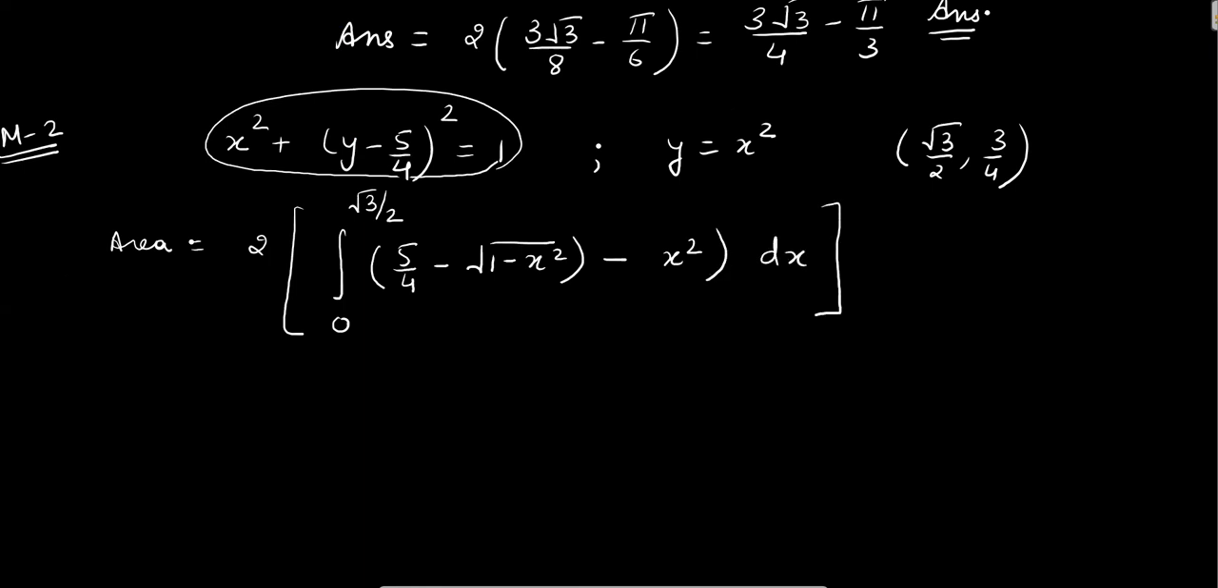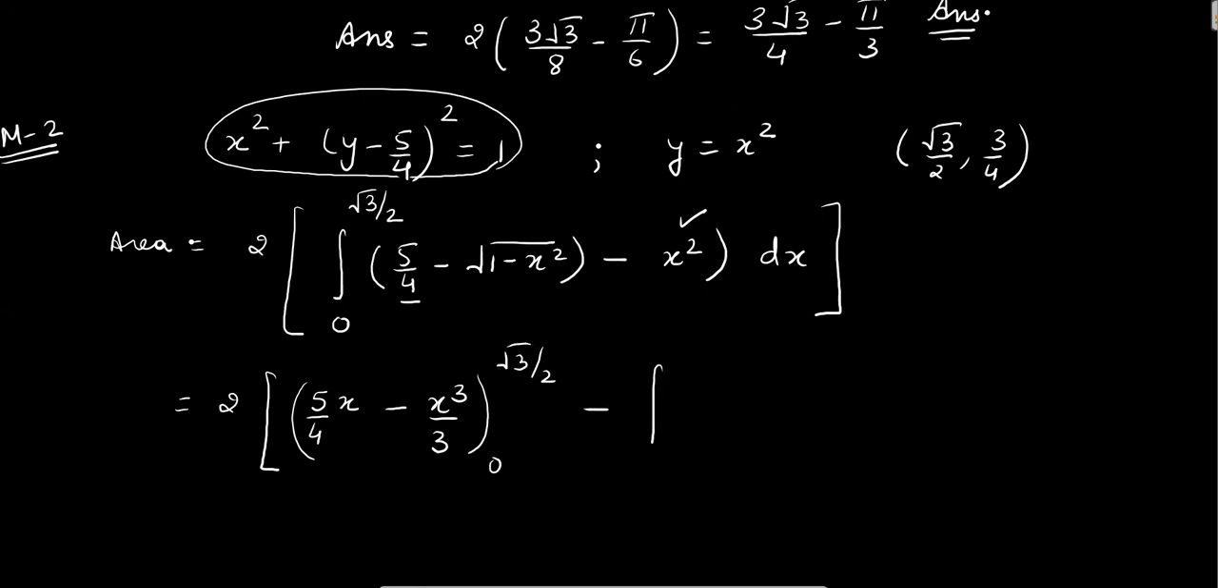All the three are standard or easier integrals which can be evaluated, but still I'm just showing you the calculation part over here. 5 by 4, when you integrate, will become 5x by 4. Coming to minus x square, its integral is x cubed by 3. I'm going to put the limits over here, 0 to root 3 by 2. And we'll solve the integral from 0 to root 3 by 2 of root over 1 minus x square dx by using the trigonometric substitution.